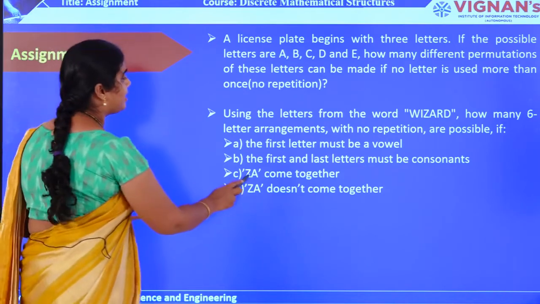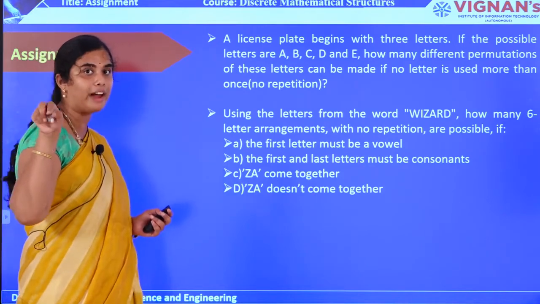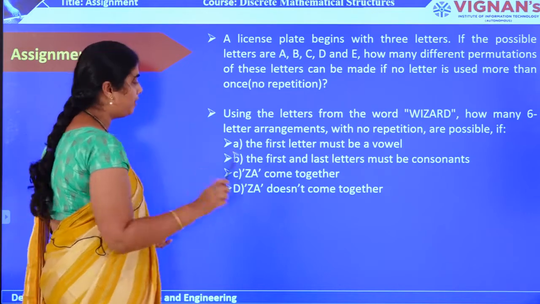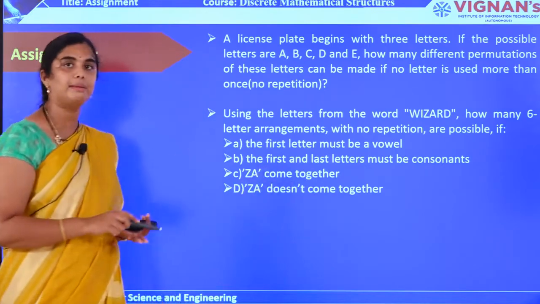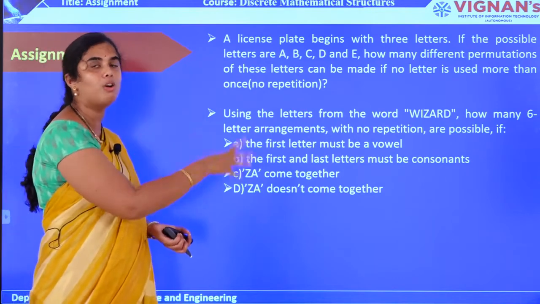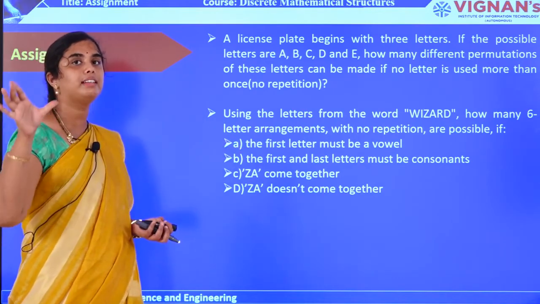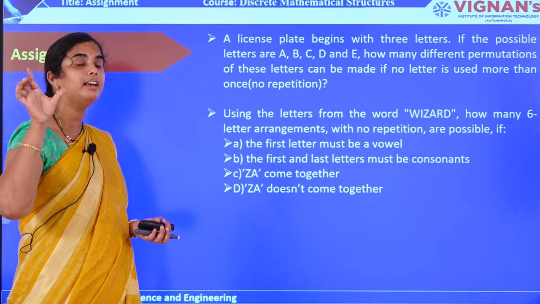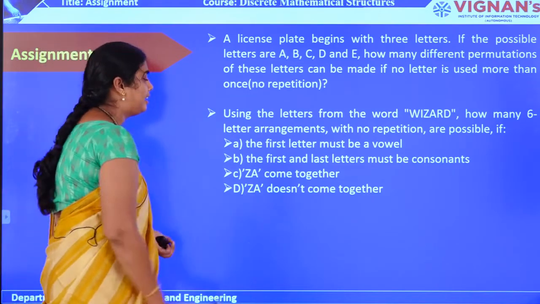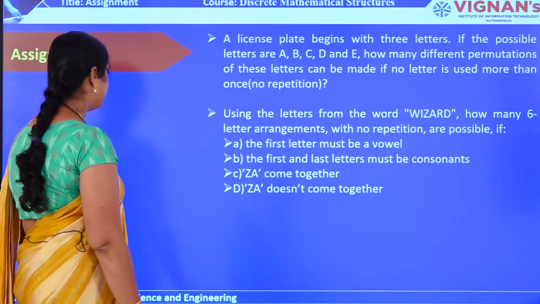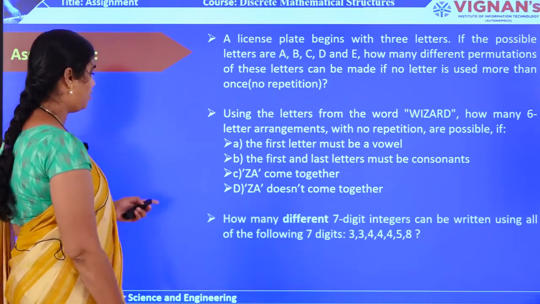within that also you need to arrange. As there are 2 letters, they can be arranged in 2 factorial ways. Just think about it, you will know. The other condition is that ZA doesn't come together. Doesn't come together means you need to take all the arrangements and subtract the number of arrangements that have ZA together. Then you will get the words in which ZA doesn't come together. Okay guys, these are the assignment questions.